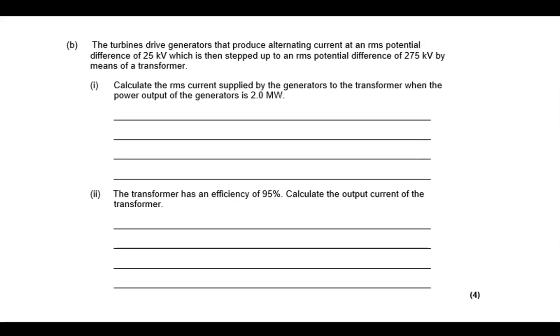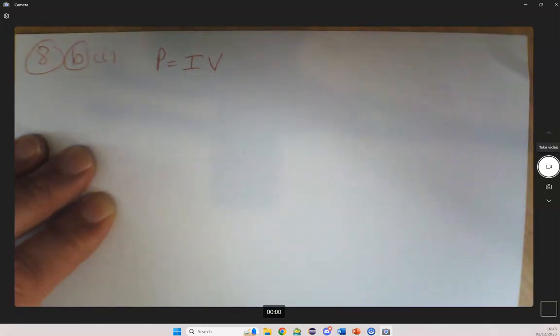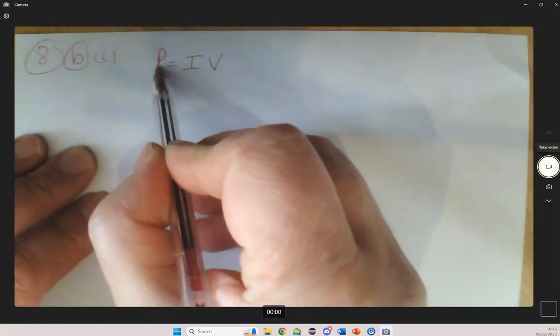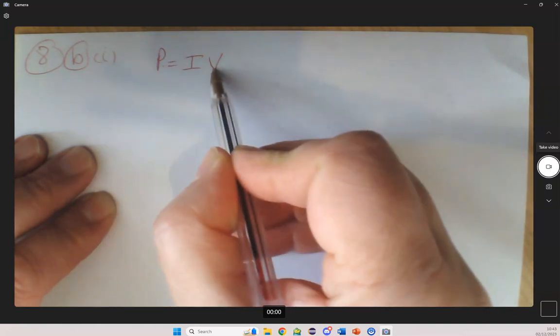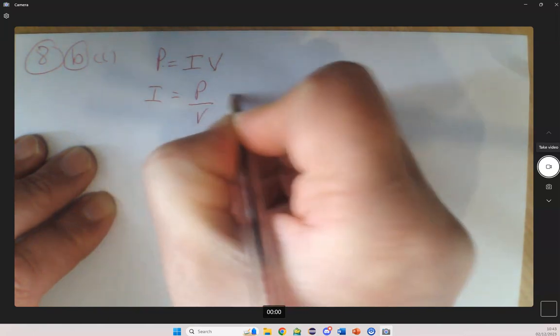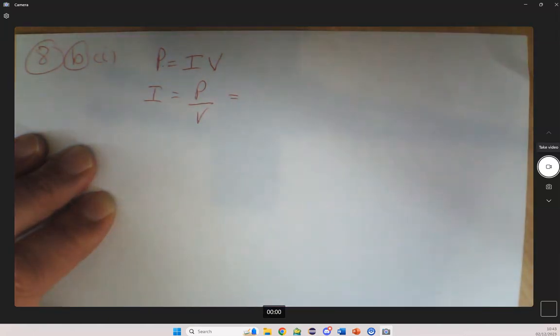So, jumping across then. The first thing we're going to do is use power is current times voltage, and we can do this because we're working in terms of RMS. I know the power out of the generators, and I know the voltage out of the generators, so I can rearrange this and just get power upon voltage to work out the current.